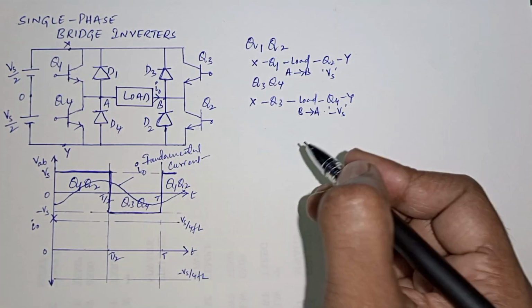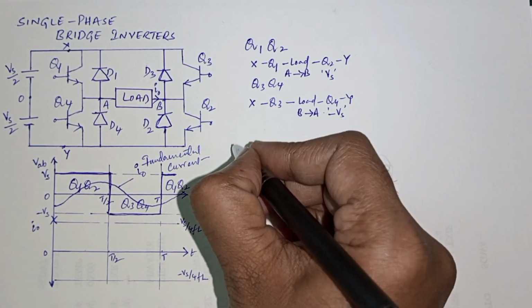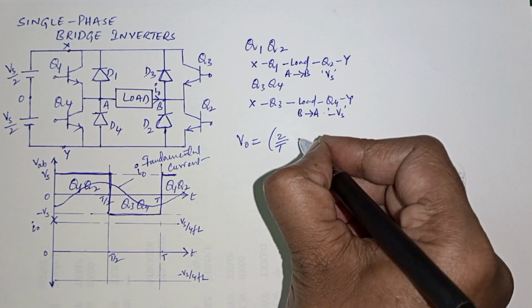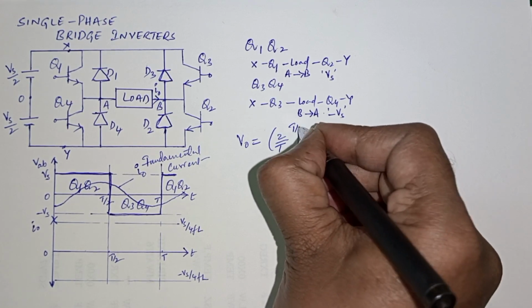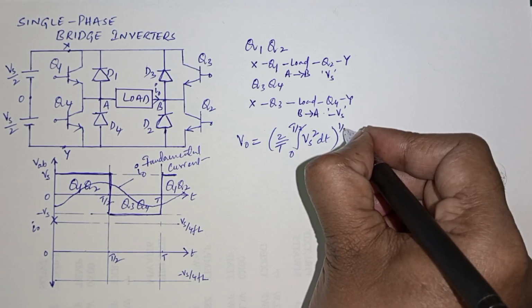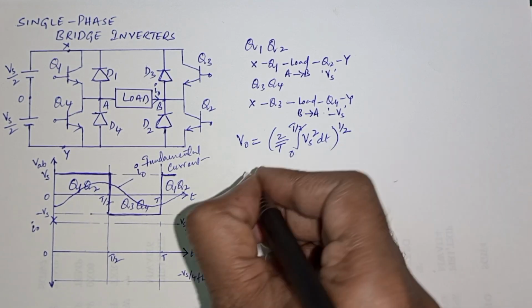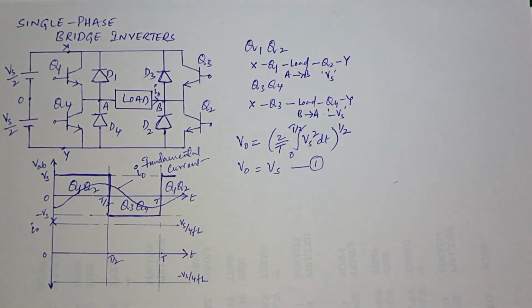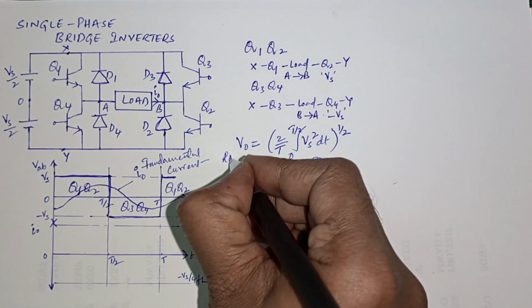Now the RMS output voltage can be found by using the formula V naught equals to (2 by T integral 0 to T by 2 Vs square dt) whole to the power of 1 by 2. To calculate this, you are going to get V naught equals to Vs. Let it be equation number 1. This is an RMS voltage.